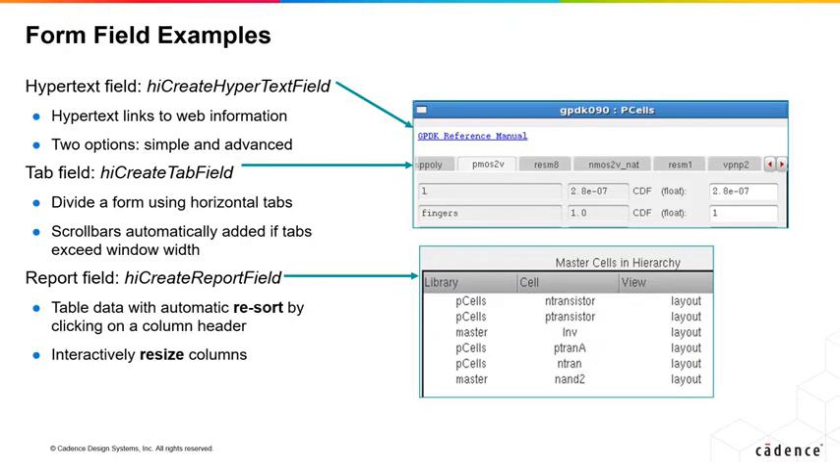Another very useful field is called a report field. So HI create report field creates basically a field with columns, and then you can also allow it to sort those columns so the user can interact with the form. In this case, sort by library, cell, or view. And then you can also interactively resize columns. So you grab the divider between the column headers and you can expand it or contract it to see more or less information in that given report field.